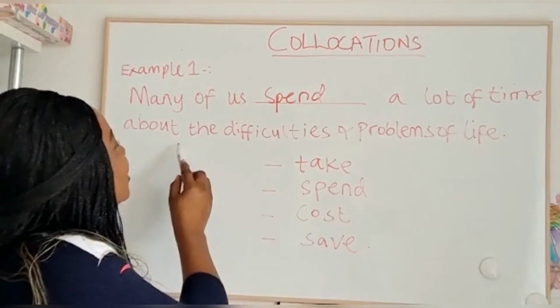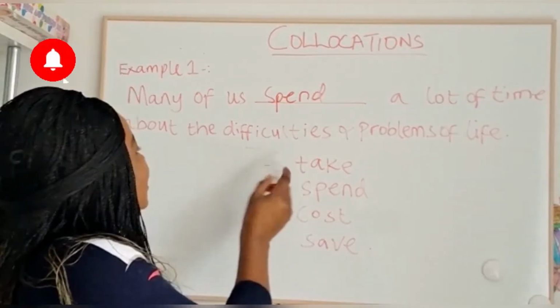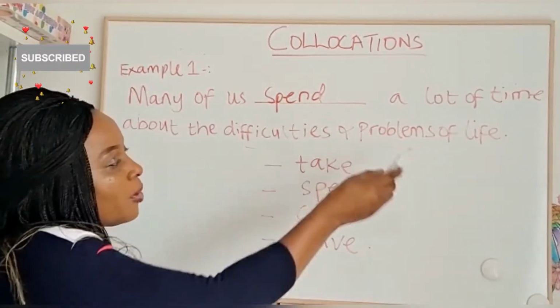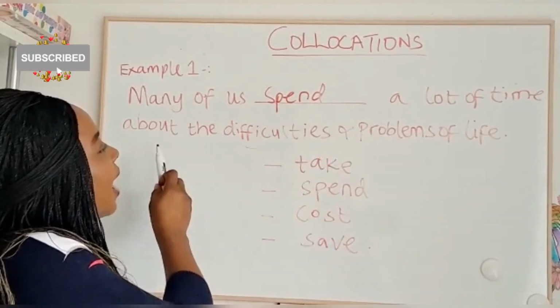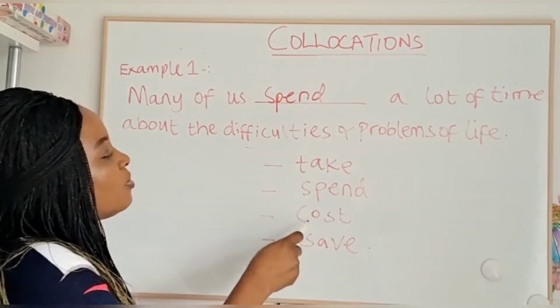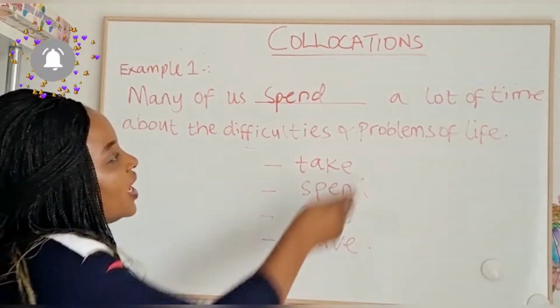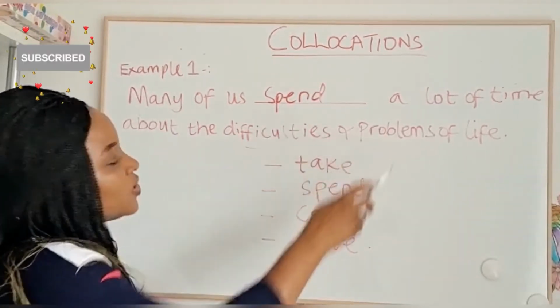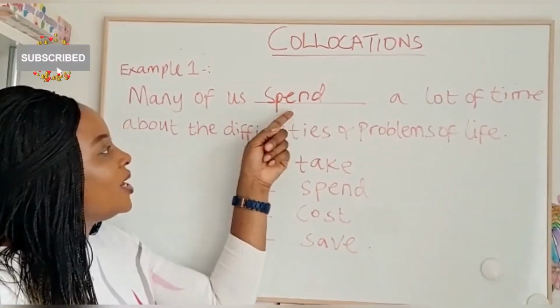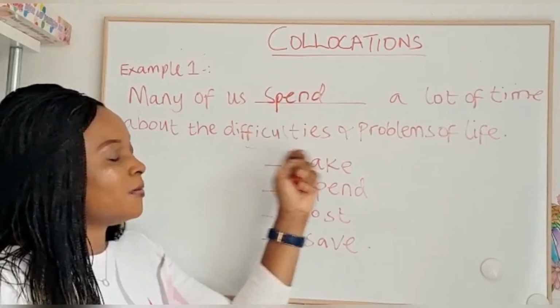If you look at it, it's talking about something negative, about the difficulties and problems. So you cannot be taking a lot of time about the difficulties. No, you cannot be cost a lot of time. You cannot save a lot of time about the difficulties and problems of life. No, rather you will spend a lot of time about the difficulties and problems of life.